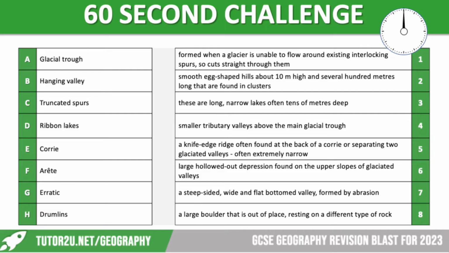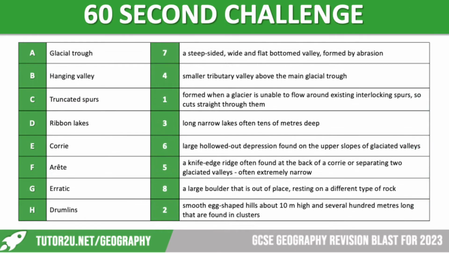Okay, so a lot to do there in 60 seconds. Did you manage to match them all up? Let's have a look. So we have A and 7 together. We've got Glacial Trough, which is a steep-sided, wide and flat-bottomed valley formed by abrasion. B4 is Hanging Valley, which is a small tributary valley found above the main glacial trough.